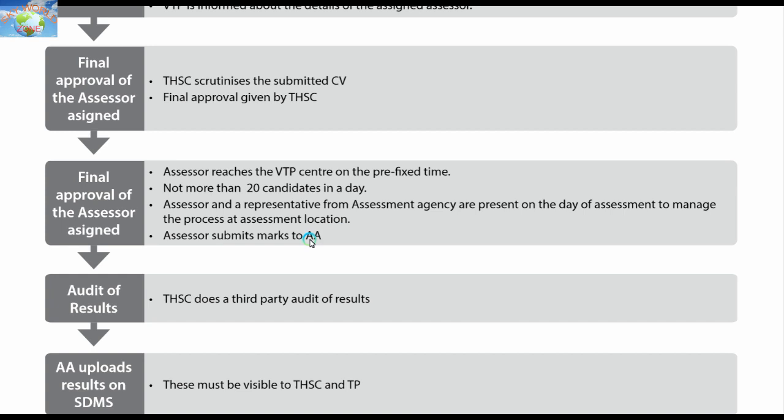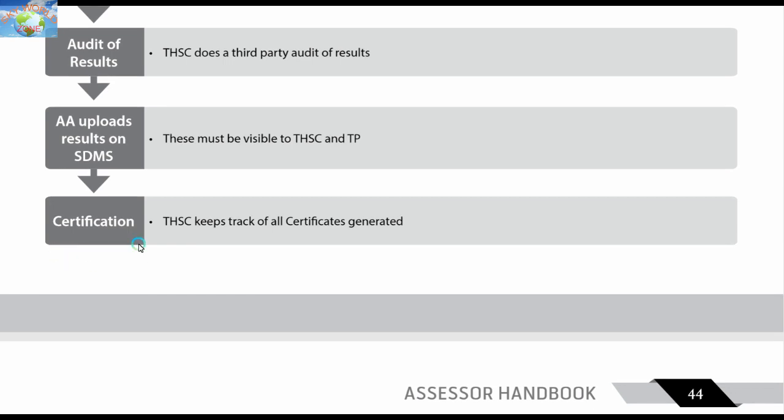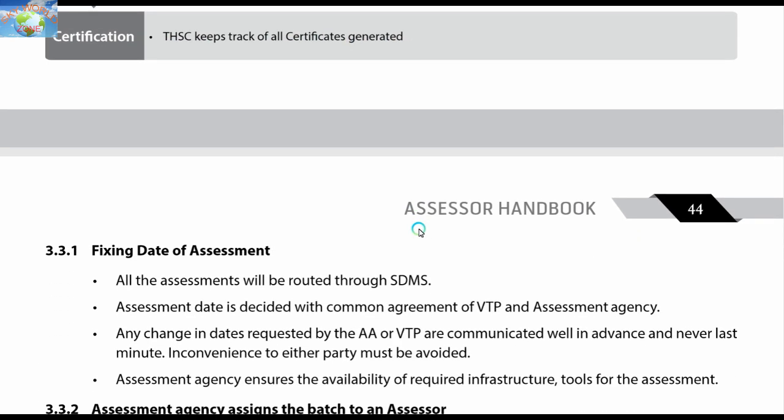Then is audit of results. THSC does a third-party audit of results. AA uploads results on SDMS. These must be visible to THSC and TP. Certification. THSC keeps track of all certificates generated.